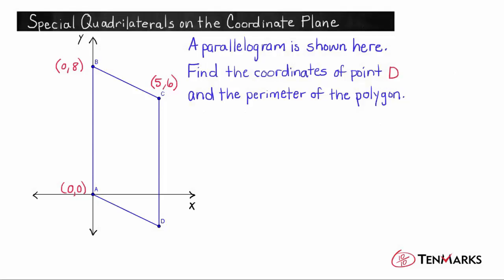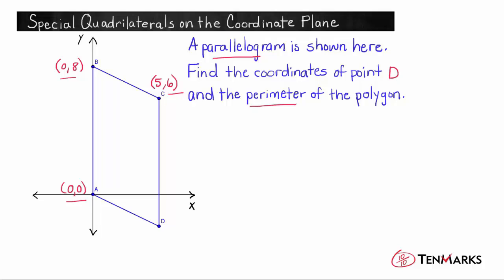In this lesson, we'll look at special quadrilaterals that have been transposed onto a coordinate plane. In this question, we're given a parallelogram and we're given 3 of its 4 vertices. We have (0, 8) for point B, (5, 6) for point C, (0, 0) for point A, and we're asked to find the coordinates of point D along with the perimeter of the total parallelogram.